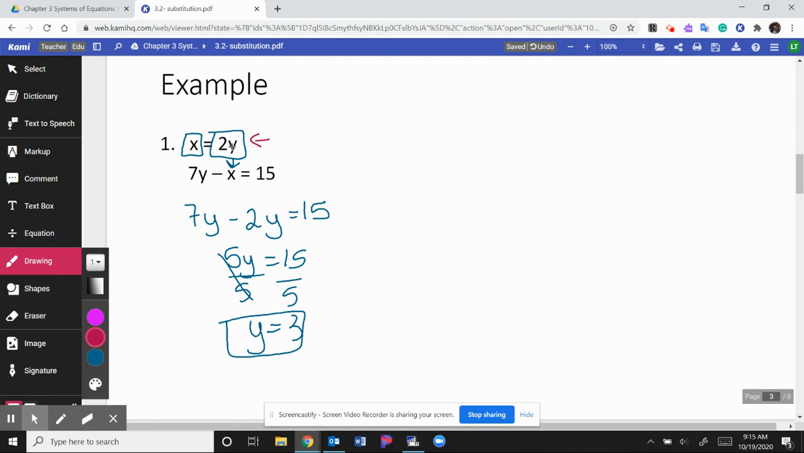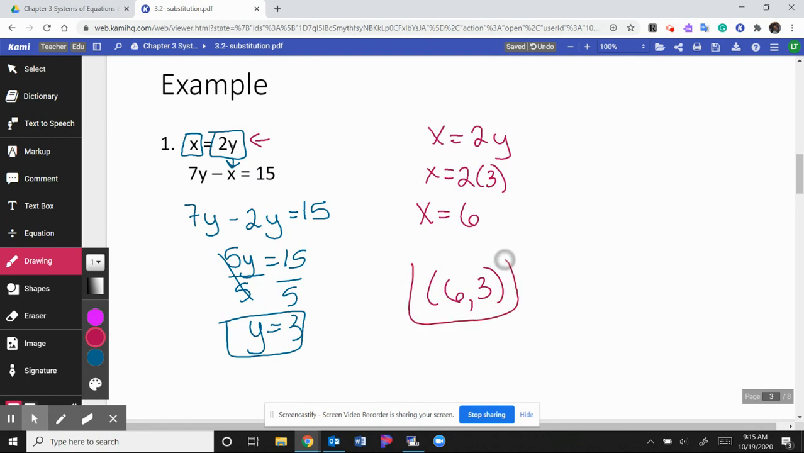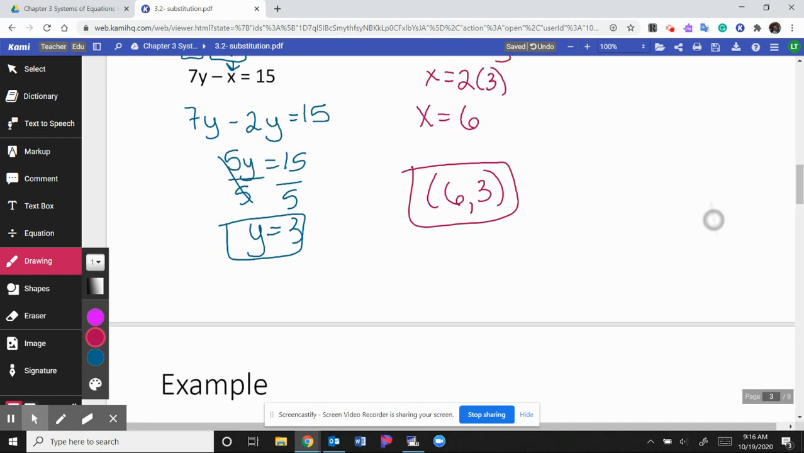Probably substituting into this one here. So x equals 2y. I'm going to plug in my 3 for my y. So I get x equaling 6. So that gives me a solution of 6 comma 3 as an answer to this system. So again, if you'd want to graph this just to check your work, you could graph this even in your calculator, get them into slope-intercept form, and you should get a solution of 6 comma 3 as your answer.